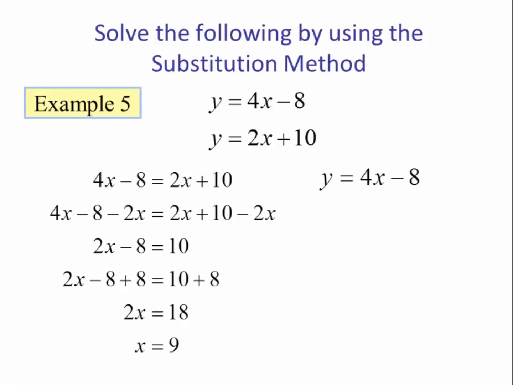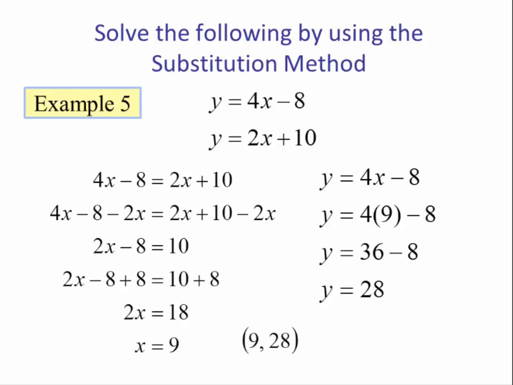Next, solving for y, I could take either equation. I'm going to take the first, and everywhere I see an x, I'm going to substitute a 9. So we have y equals 4 times 9 minus 8. This gives us 36 minus 8, which is 28. So we have the solution (9, 28). If we were to graph these two equations, they would intersect at (9, 28).